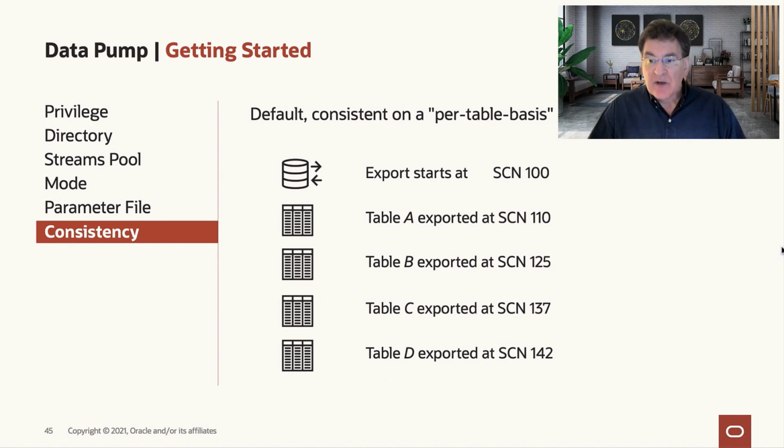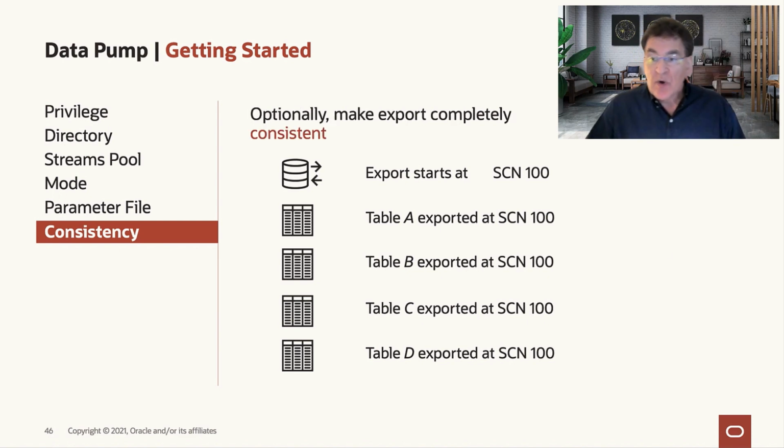And last but not least, it's important to have a consistent export. By default, exports are only consistent on a per table basis. In this example here, you can see that each table is exported at a different system change number, or SCN. The SCN marks a consistent point in time in the database. So it is possible to export all the tables with the same SCN. As an example here, all tables are being exported with the same SCN of 100.